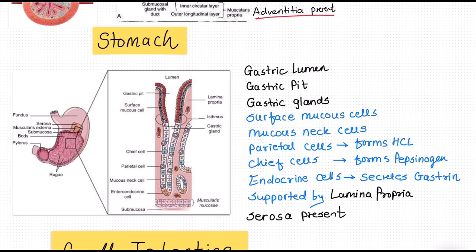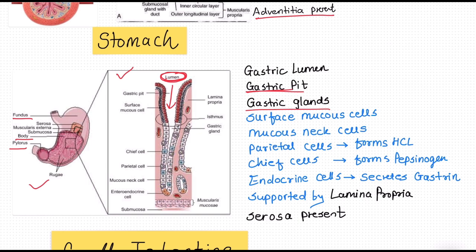Now let's see the basic of stomach. So this is the stomach, this is the fundus, body and pylorus. These are parts of stomach. If we are taking the cut section of stomach and observing the layers, then we can see the histology of stomach, which includes various types of cells, and each cell has its own function. So there is a gastric lumen. Lumen will be the cavity. Then gastric pit. These are gastric pit. Then gastric glands. So there are gastric glands in the layer.